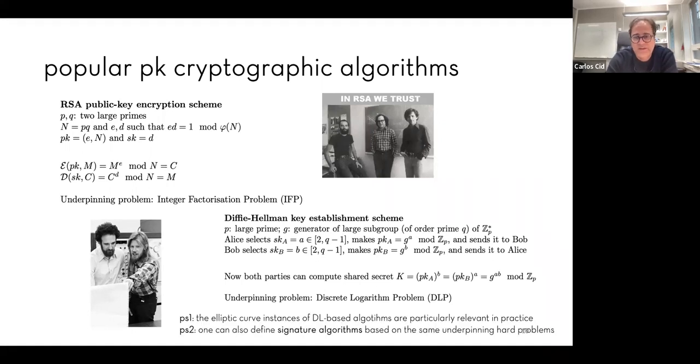Just one remark. You also have an elliptic curve instance of the Diffie-Hellman key establishment. Here it is used on this group over the prime field, but you can also use an elliptic curve, which is more efficient. We're not going to discuss why. And in public key, you can also define signature algorithms, which are based on the same hard problems.